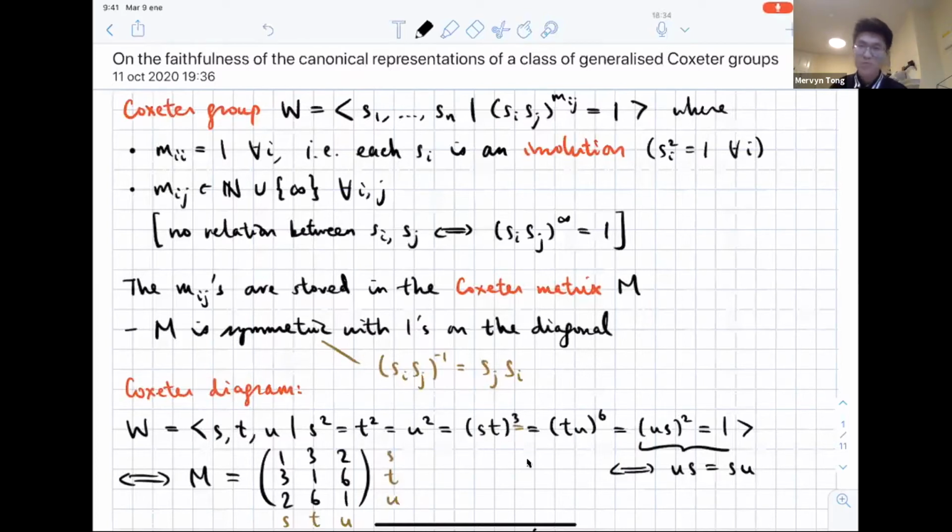So I did this project with Dr. Ailsa Keating on the faithfulness of the canonical representations of a class of generalized Coxeter groups. I'm going to start by defining what a Coxeter group is.